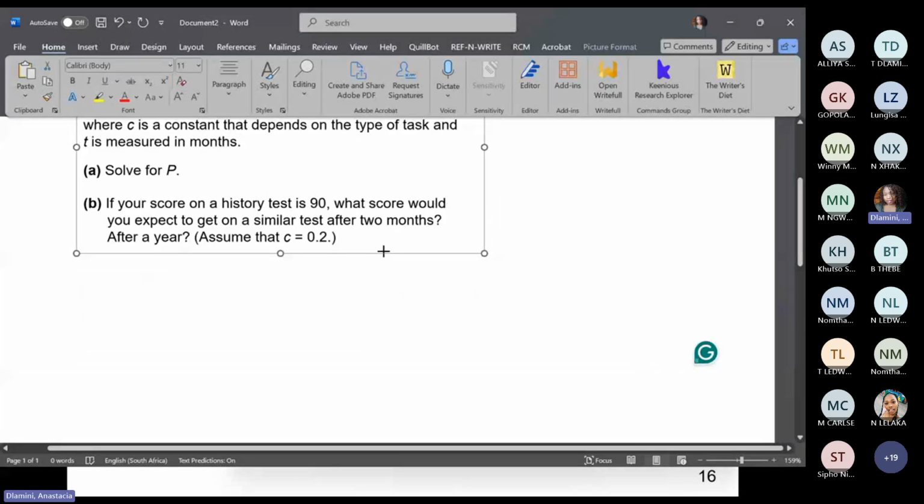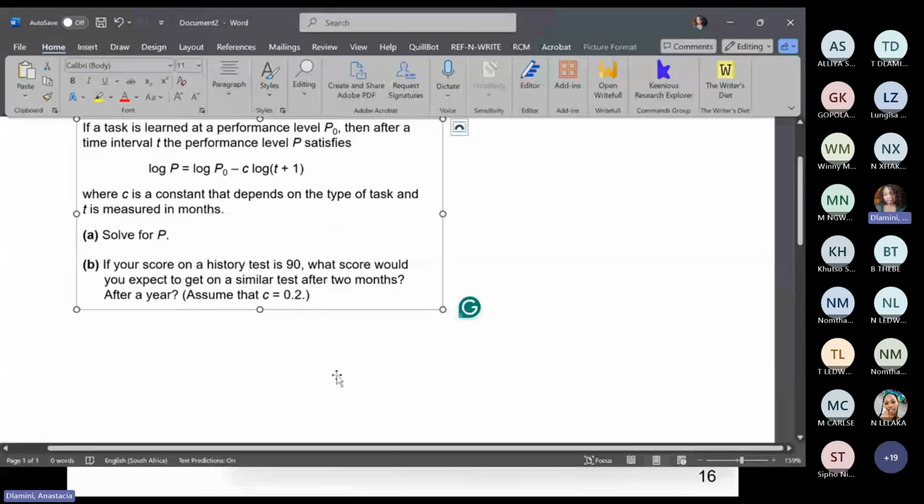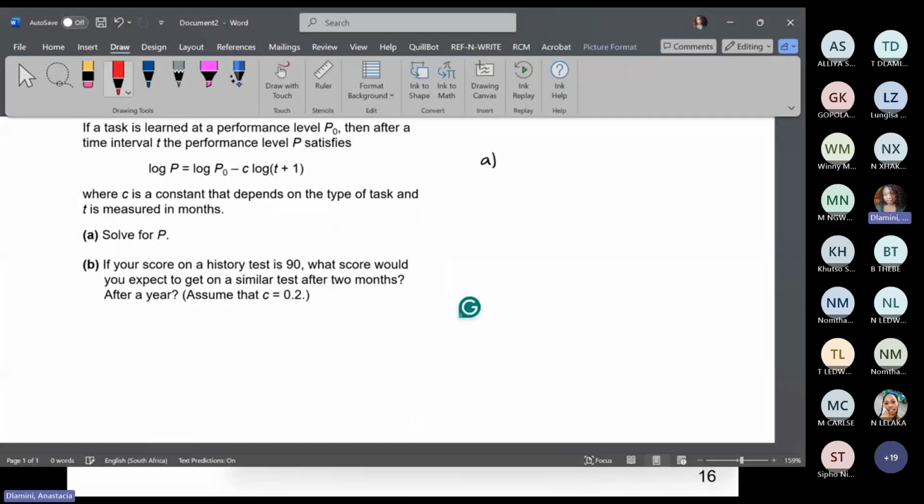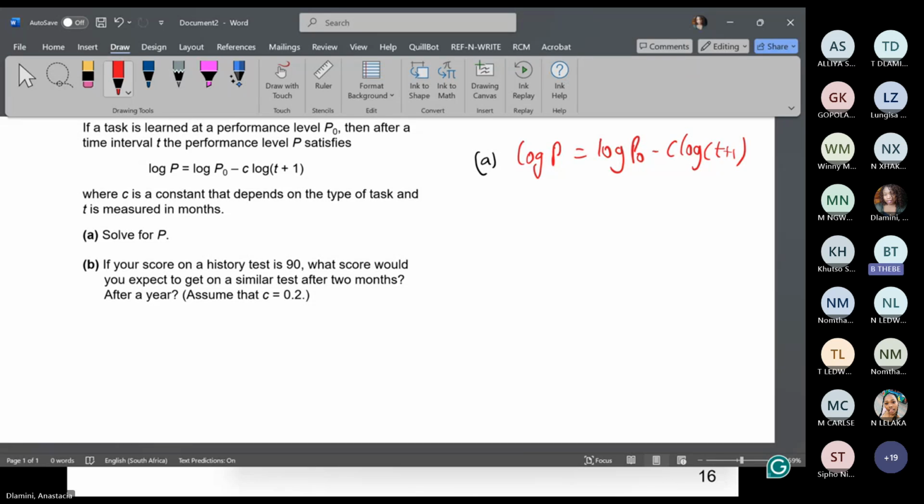So we have log of P, which is log of P0 minus C log of T plus 1. So how do we solve for P? Divide by log. Divide by log. Divide by log.